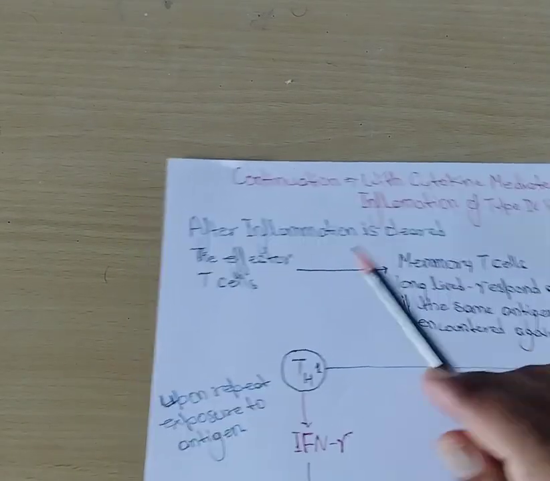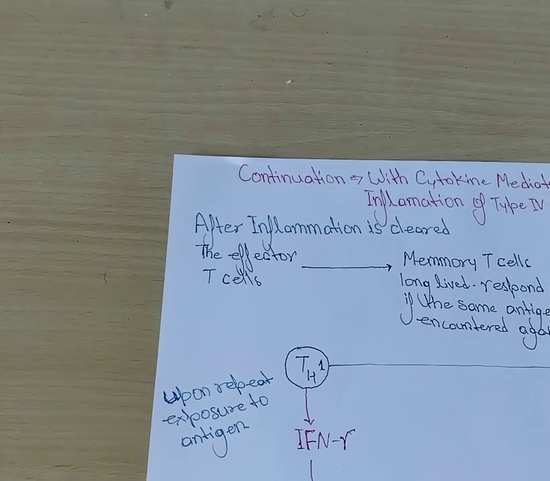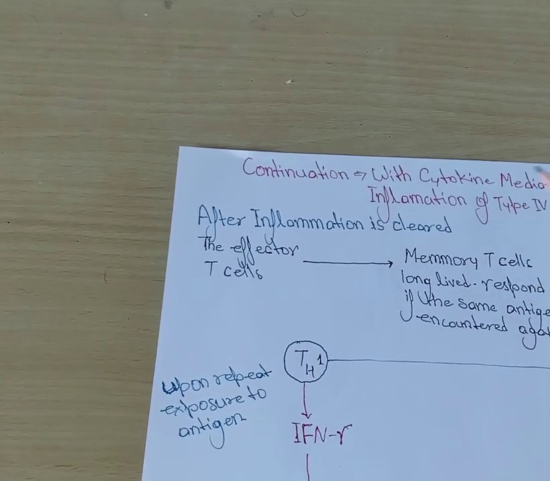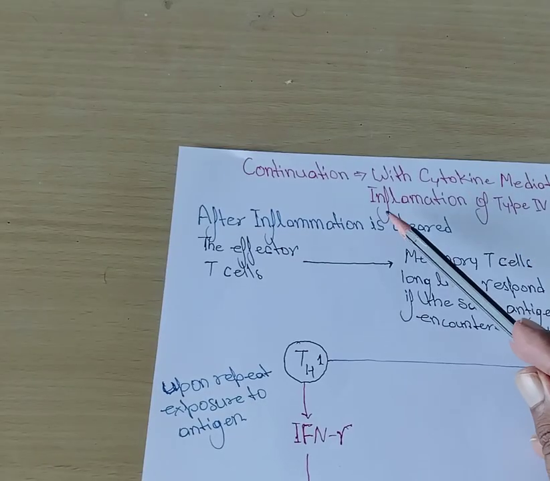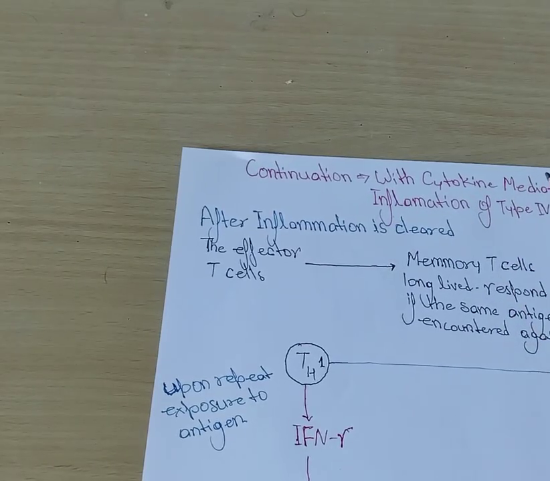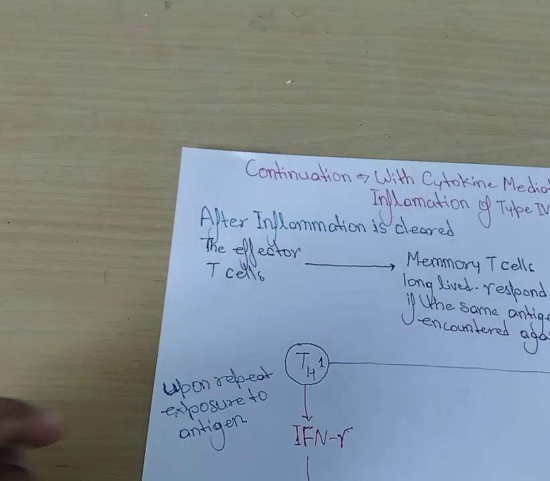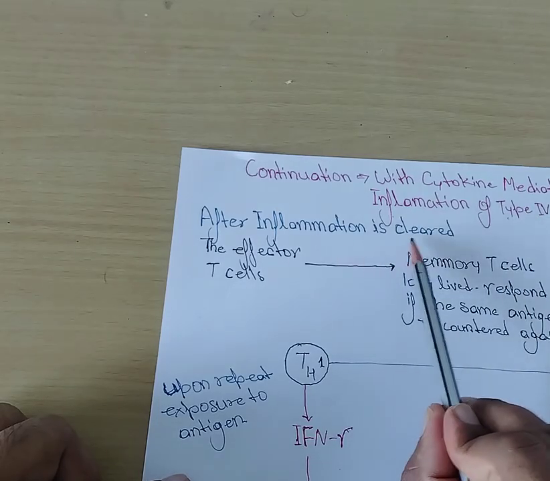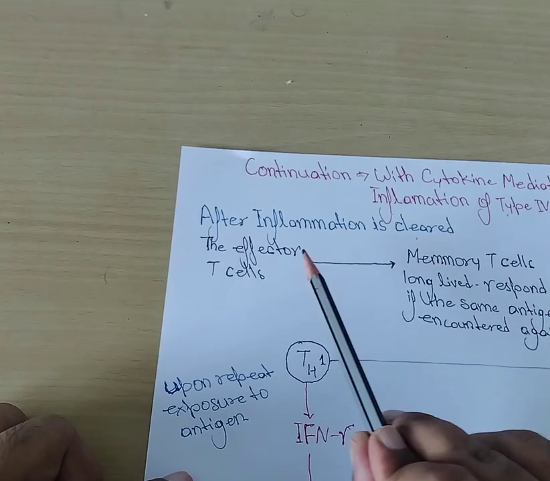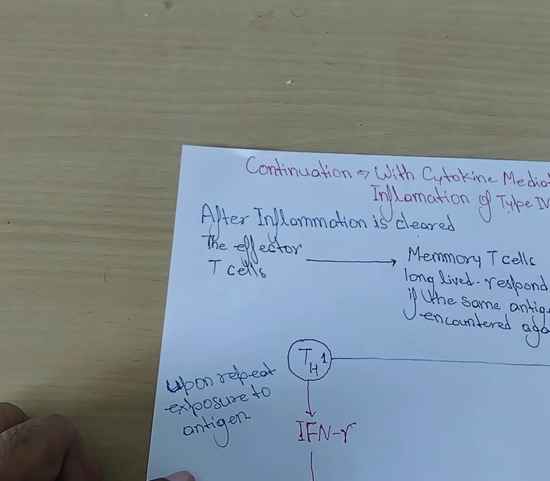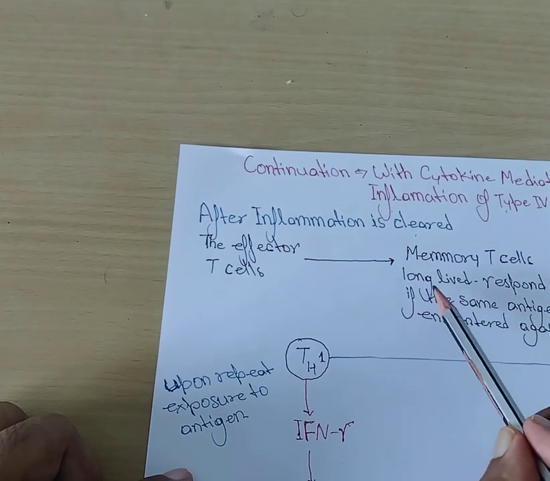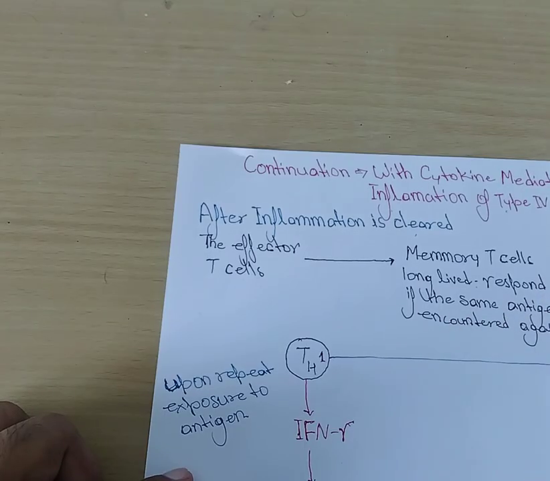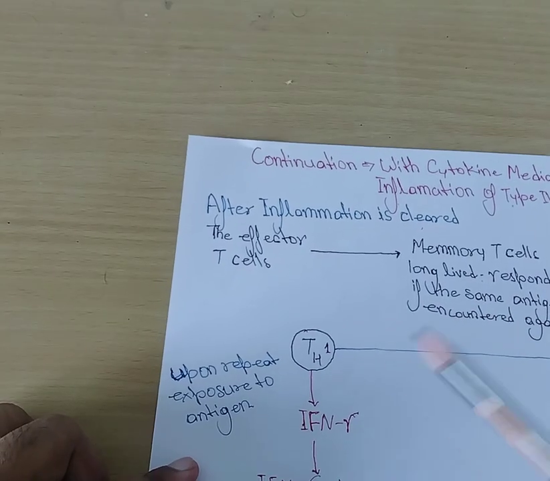This is a continuation with cytokine mediated type 4 hypersensitivity. Here, what happens after inflammation is over in type 4 hypersensitivity reaction, as we see in cytokine or cell mediated inflammation? After inflammation is cleared, the effector T cells convert into memory T cells, which are long lived and respond quickly if the same antigen is encountered again.